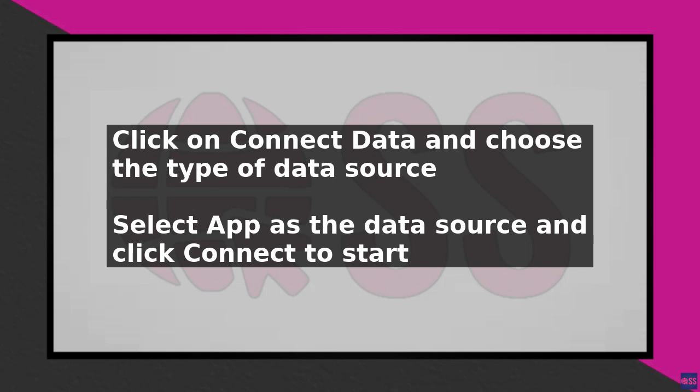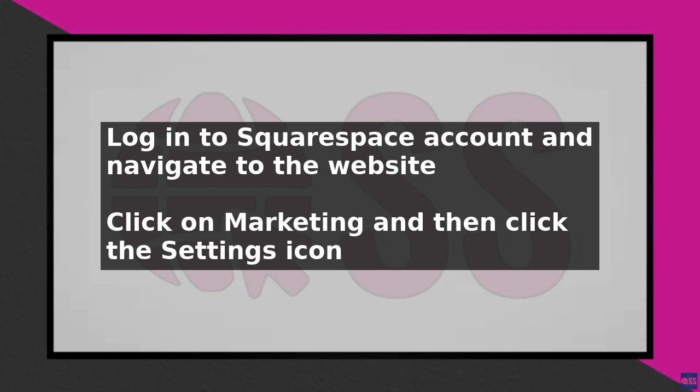method for app events. Choose between iOS SDK or Android SDK, depending on your app's platform. After selecting the SDK, you will see your account ID, so make a note of it. Next, log into your Squarespace account and navigate to the website where you want to add the Facebook Pixel.